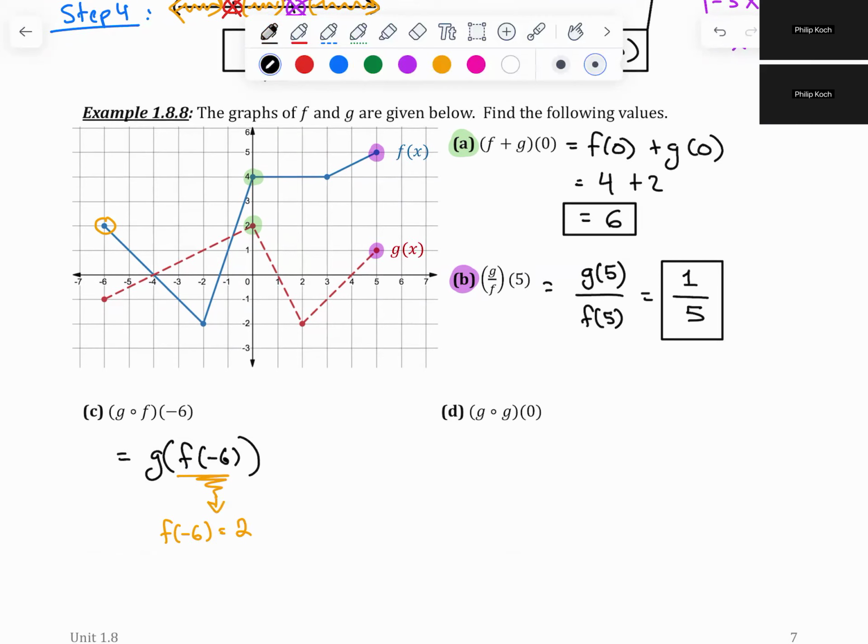And so this is no longer G of F of -6. This is G of 2. And what's G of 2? Well, we're looking for G when x is equal to 2. So maybe we'll do this one in pink. But I think, or no, let's do blue. G of 2 is -2. And that's our answer.